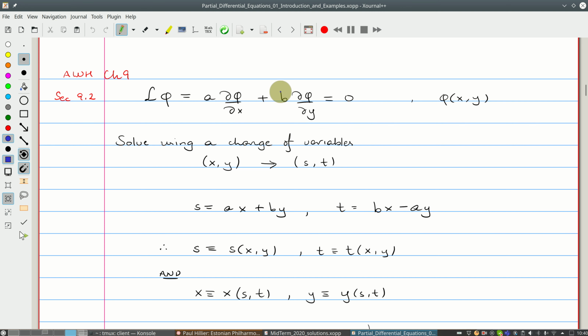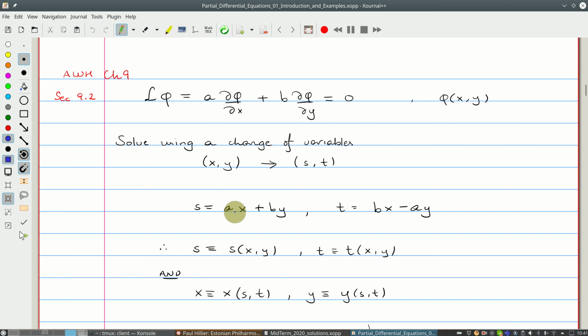And we need to solve this. Now, a powerful way of solving this, quite a useful way I would say, is to change variables. And we'll see how this works, and then we'll try and motivate why it works. So we change variables from x and y, phi is a function of x and y, to s and t, where s and t are given as follows.